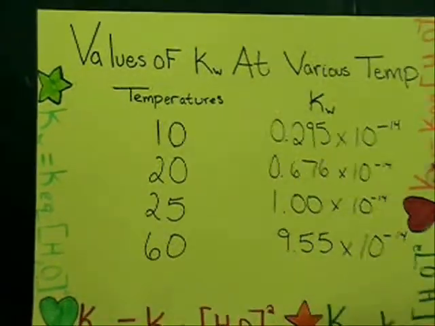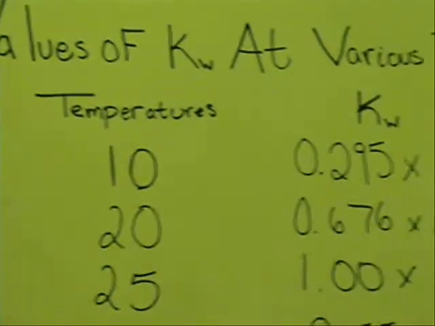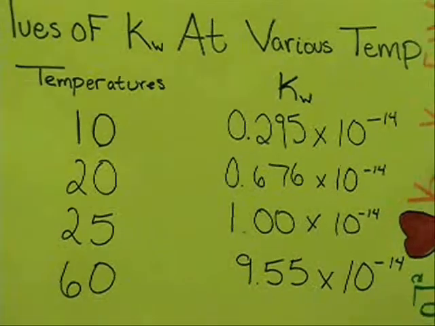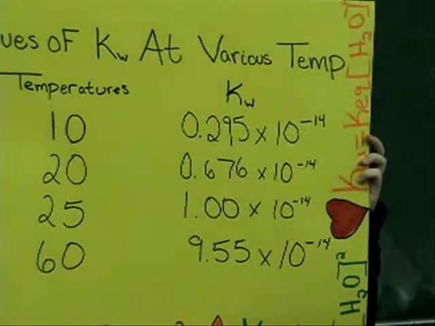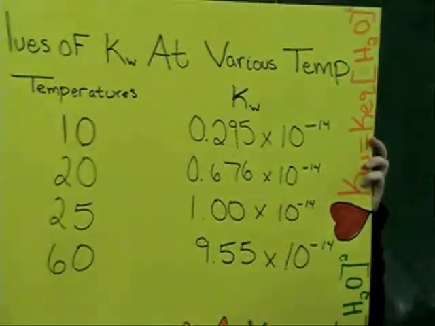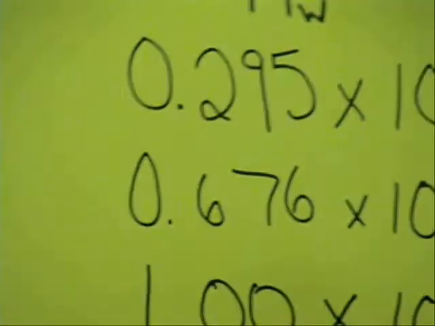So if temperature decreases, so does the Kw, and the concentration of H3O+ and OH-. This is how the values of Kw vary at various temperatures. Assume in all equations the Kw equals 1.00 times 10 to the negative 14, unless a different temperature is specified. This is the chart of various temperatures.